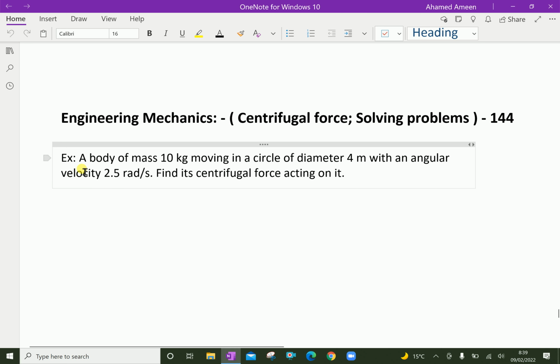In engineering mechanics, let us do some example problems regarding centrifugal force. Look at this example. A body of mass 10 kg moving in a circle of diameter 4 meter with an angular velocity of 2.5 radian per second. Find the centrifugal force acting on it.